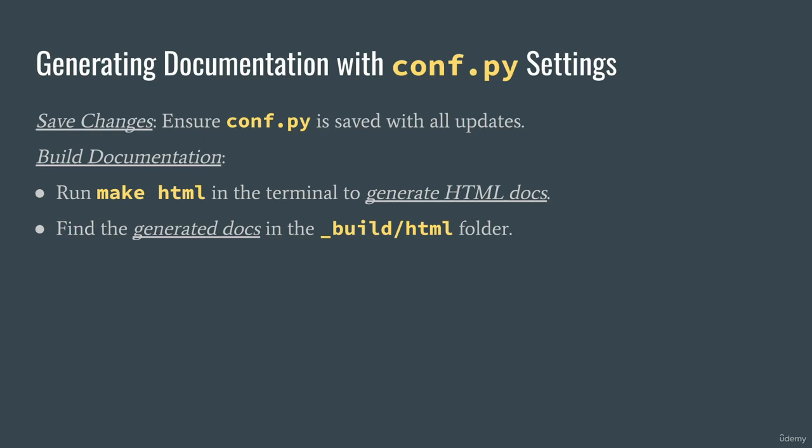Then, to build your documentation, run the make command in the terminal. This will generate the HTML version of your documentation. You can find the generated files in the build HTML folder.